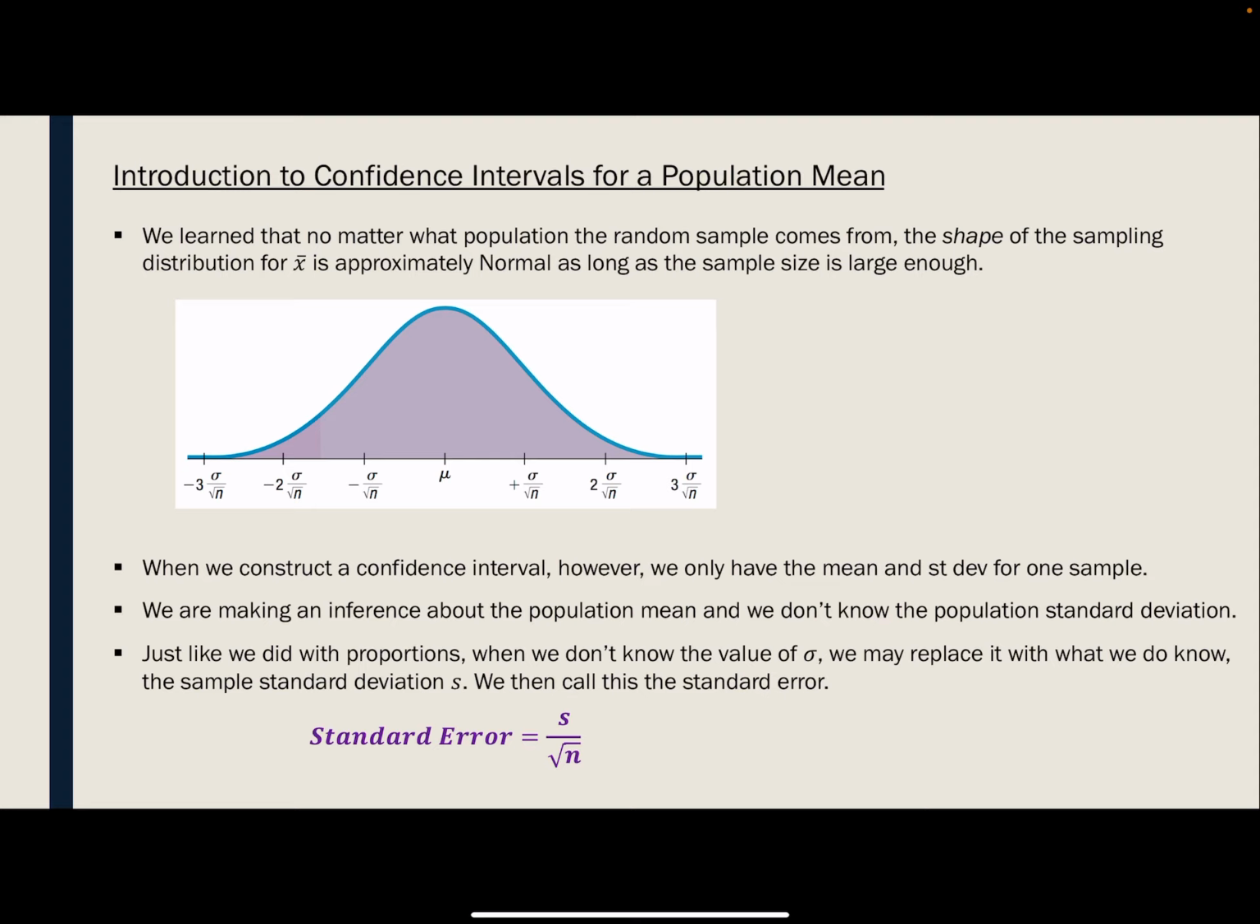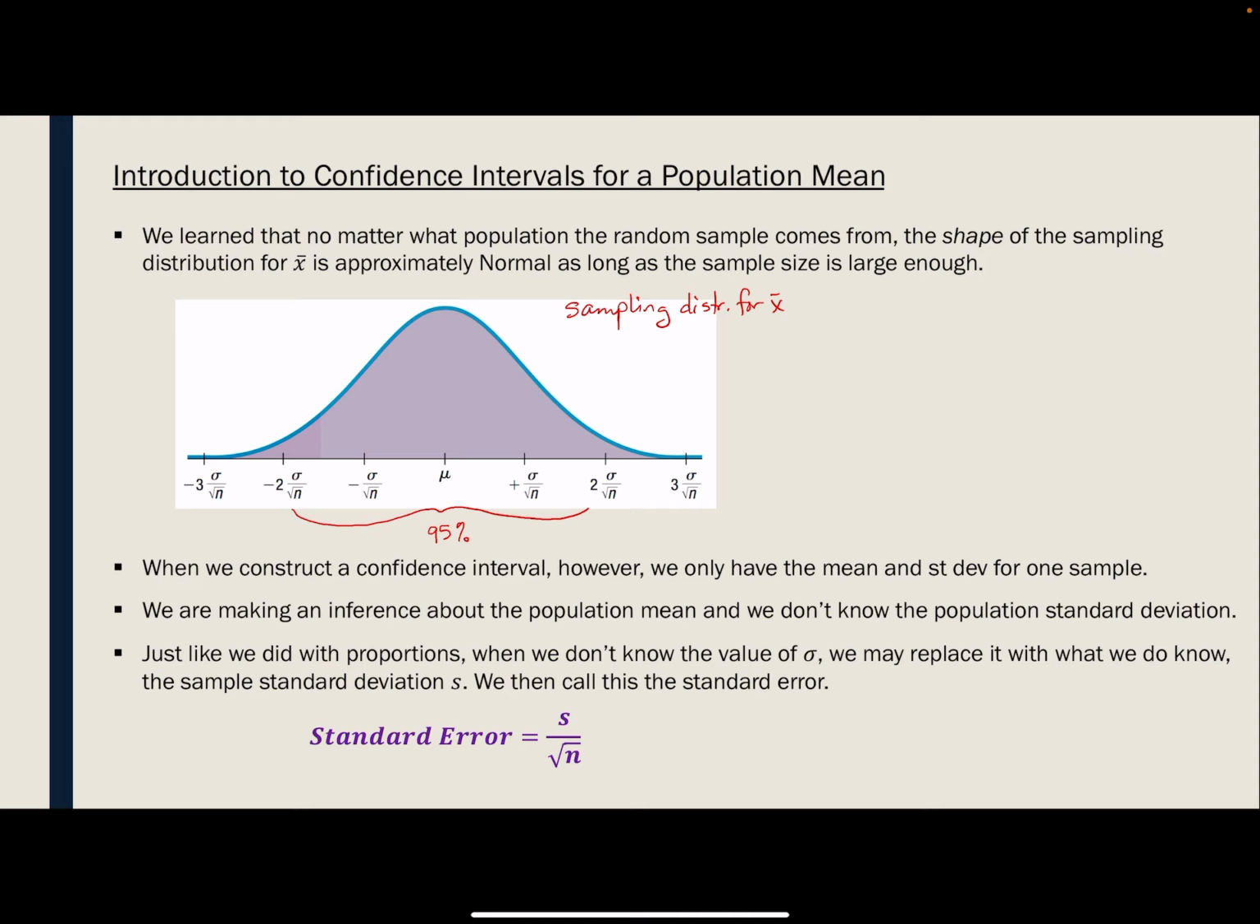So first we have, this is the sampling distribution for X bar. Right? We know that the population mean is in the middle and that each standard deviation is the standard deviation of the population divided by the square root of n. And we know that 95% of the sample means are going to be within 2 standard deviations from the population mean.